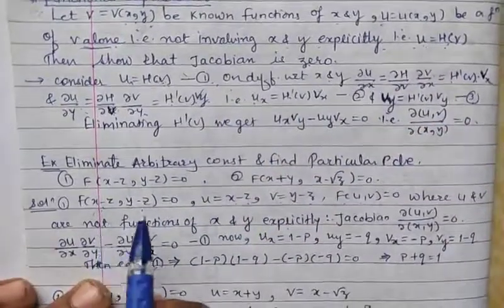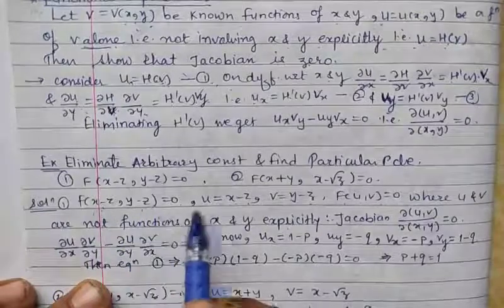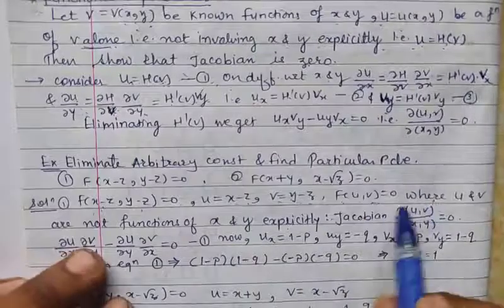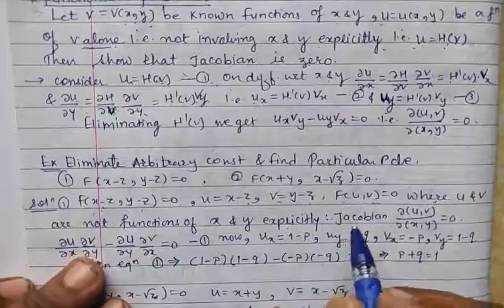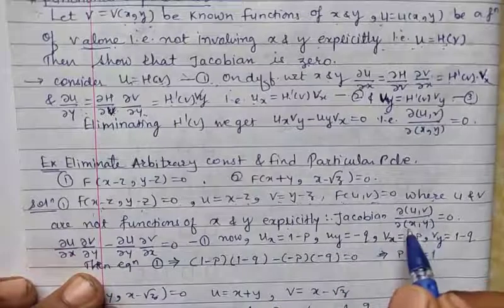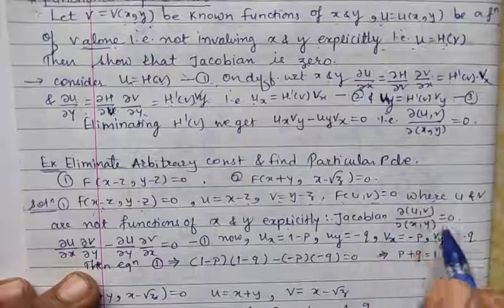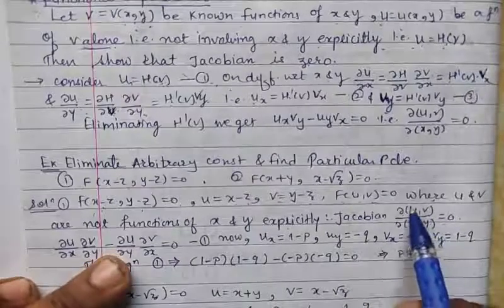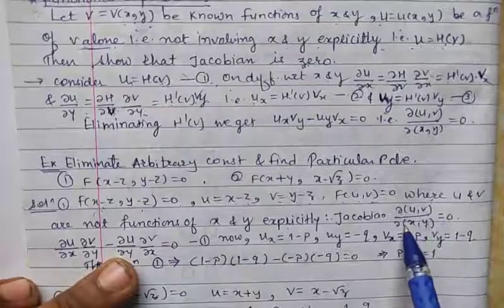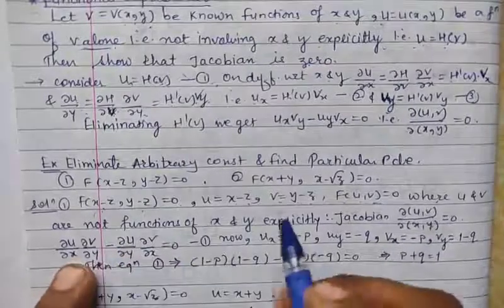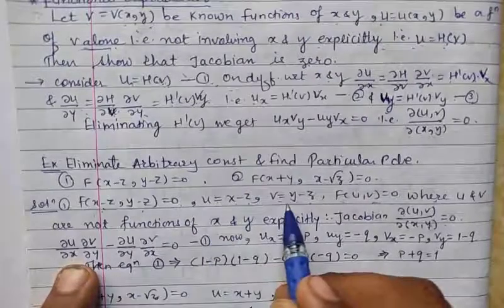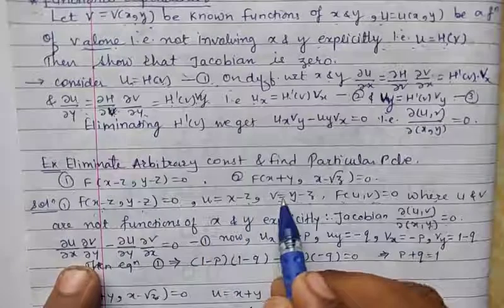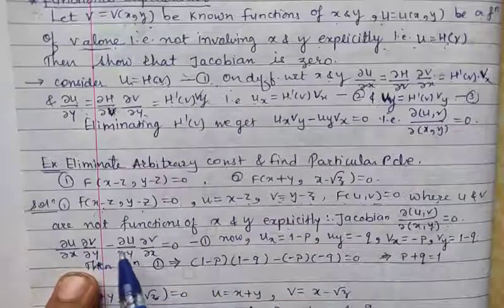Okay, so here f of u, v is equal to 0, where u is equal to x minus z and v is equal to y minus z, and u and v are not functions of x and y explicitly. Therefore, their Jacobian of u, v with respect to x, y is equal to 0. The formula for that is ∂u/∂x into ∂v/∂y minus ∂u/∂y into ∂v/∂x equal to 0. Now we have the value of u and the value of v, so differentiate u with respect to x and y, differentiate v with respect to x and y, and substitute the values here, and we will get the partial differential equation.